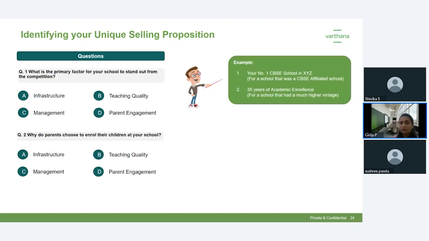Here are examples of unique selling points. If you have a much higher vintage, your unique selling point can be 35 years of academic excellence. Another: if you have a CBSE affiliation, your unique selling point can be number one CBSE school in this particular area. So this is how you can identify your unique selling point and communicate about your school to the parents, so they get the information on what you're trying to say and how you're going to resolve the problem they are facing.